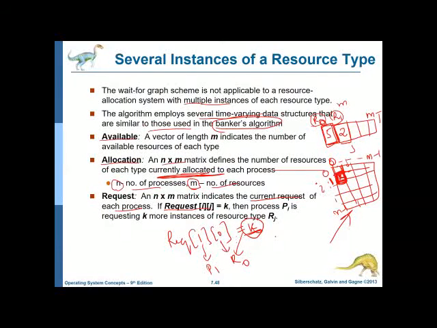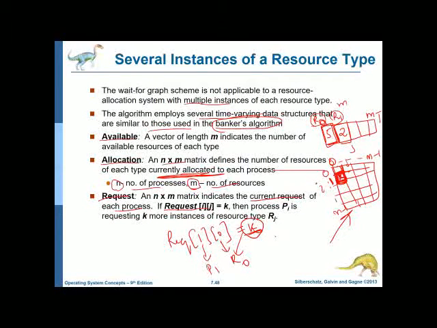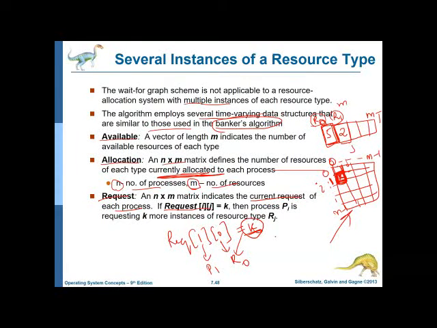That is the third data structure. So there are 3 data structures available: the number of resources that are available, allocation, which is how much has currently been allocated to each process, and request, which means how much more it requires. That is the basic idea. How much more it has requested. Maybe totally it requires much more, but this is how much it has requested for.